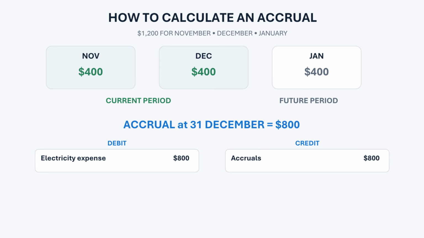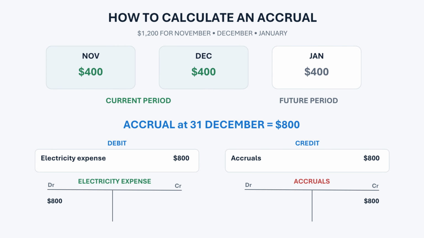So if the $800 has not already been recognized, our year-end adjustment is debit electricity expense, $800, and credit accruals, $800. So remember, if an expense has been incurred but hasn't yet been recorded because the bill hasn't been received, we need to recognize an accrual.